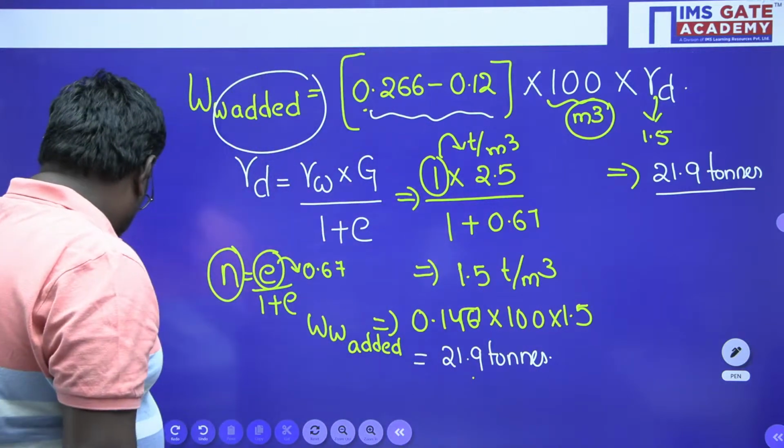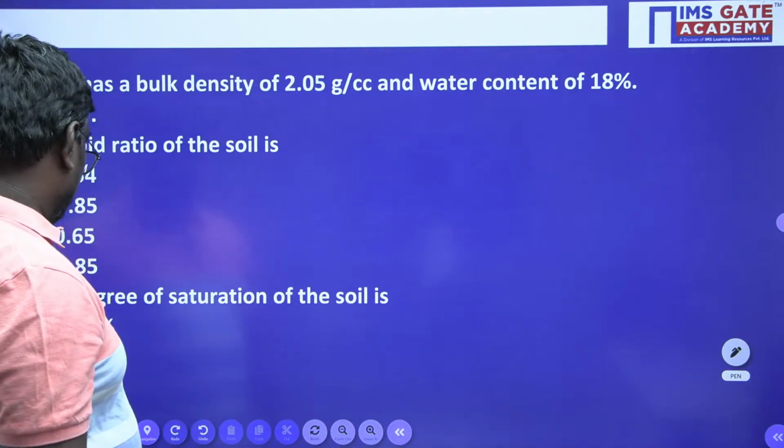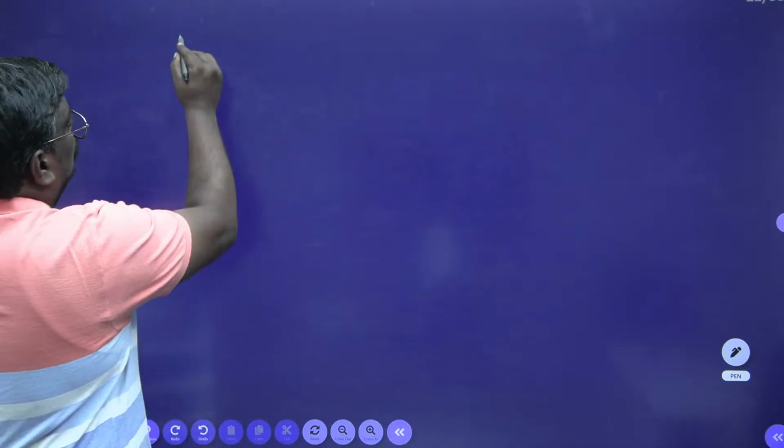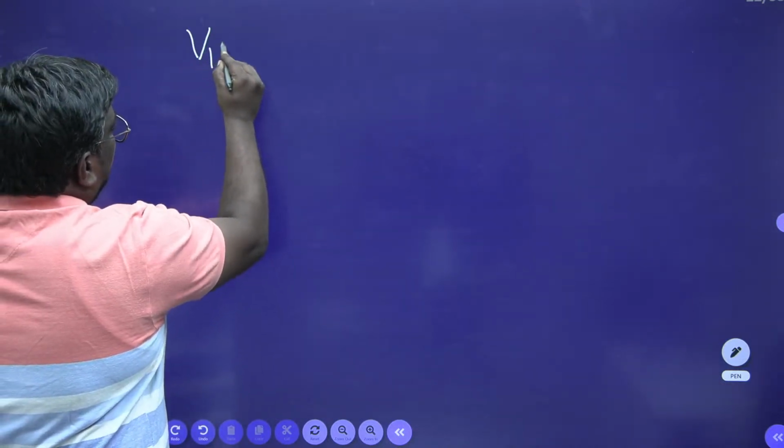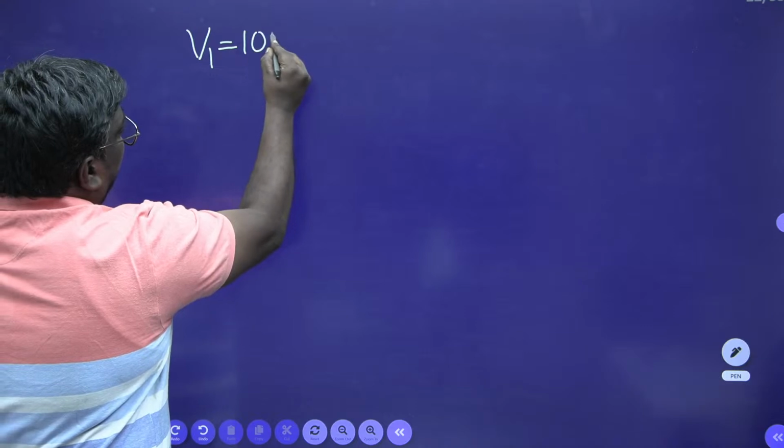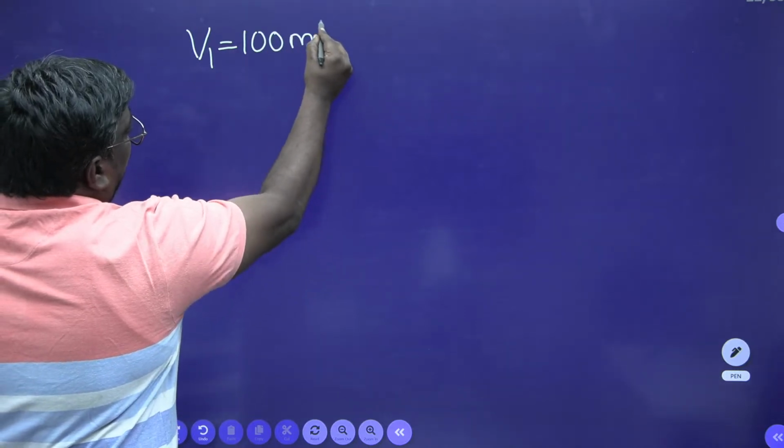Now, the third question is, see student, the third question is, initially the volume is 100 meter cube.